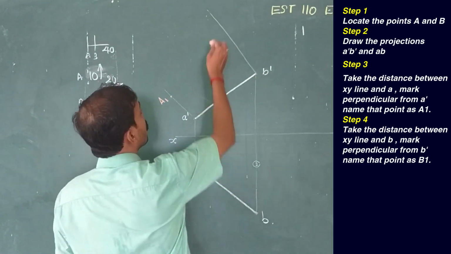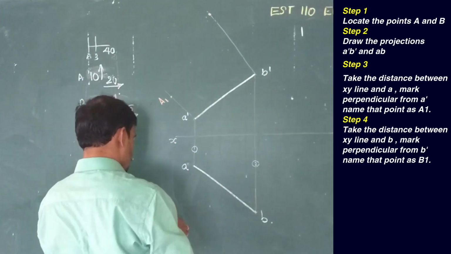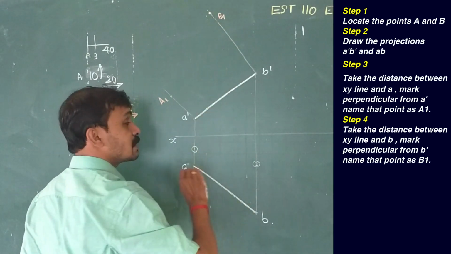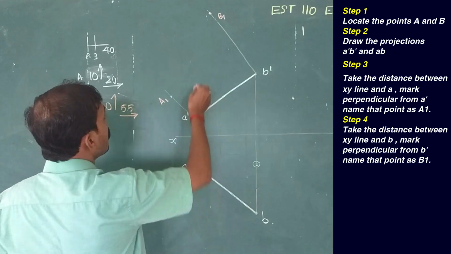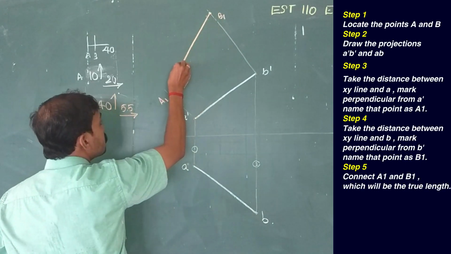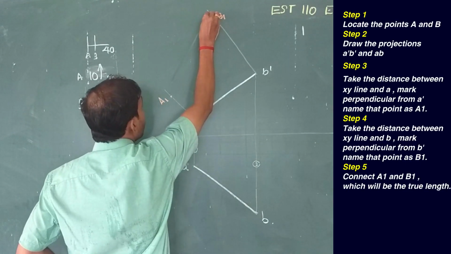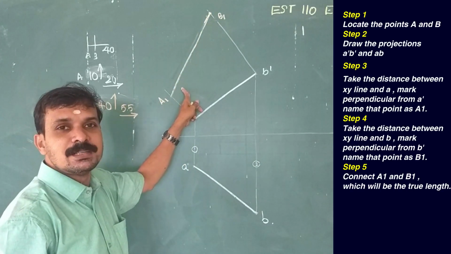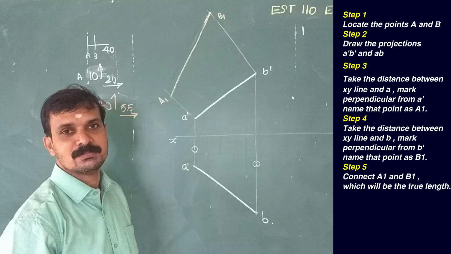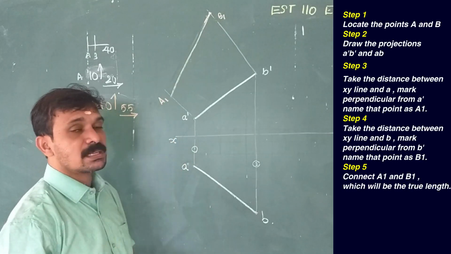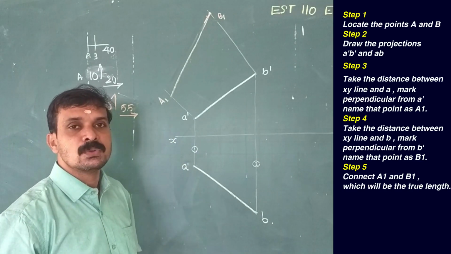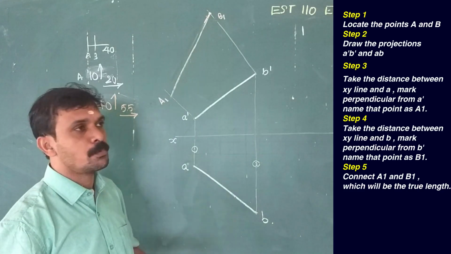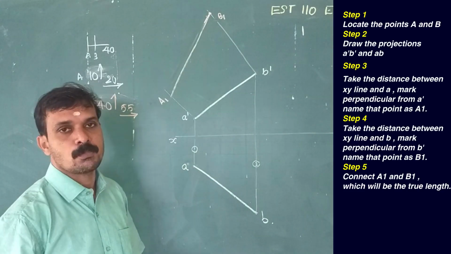So we have obtained a point here. Name that point as B1 because it will be the second end point of the true length. Connect these two points. So this will be the true length of this projection. I have marked it as A1 B1 because it is the first true length that we have obtained while solving this problem.